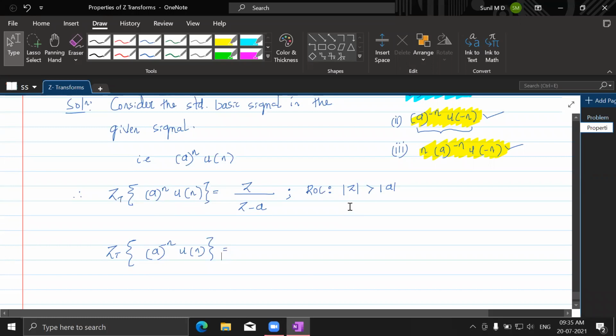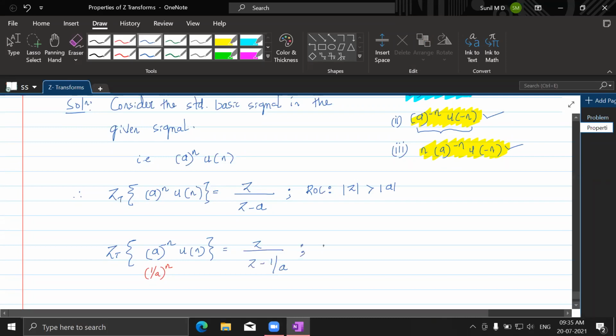Plus A. No, it's not plus A. See, look at that. 1 by A. Very good. So it's 1 by A. See here, A power n means this is 1 by A power n. So that means, see here, this is as good as 1 by A power n. Understand? So that means on this side, you will have Z by Z minus 1 by A.